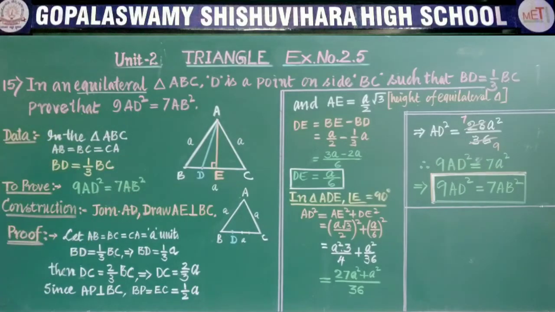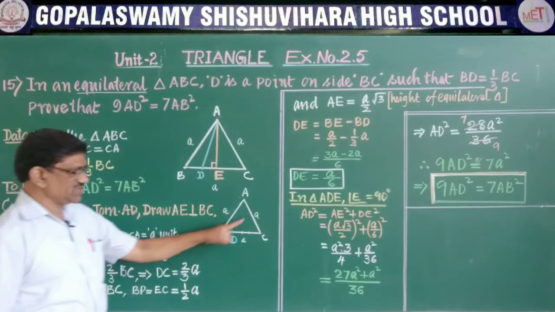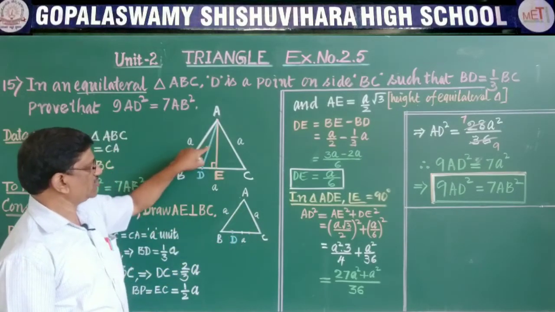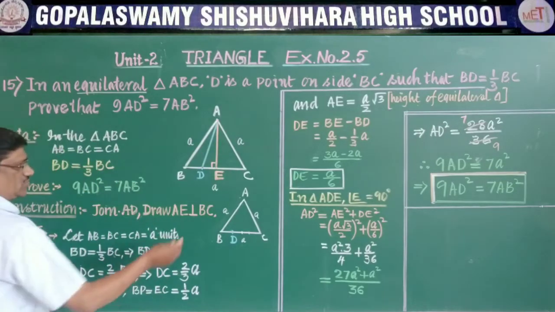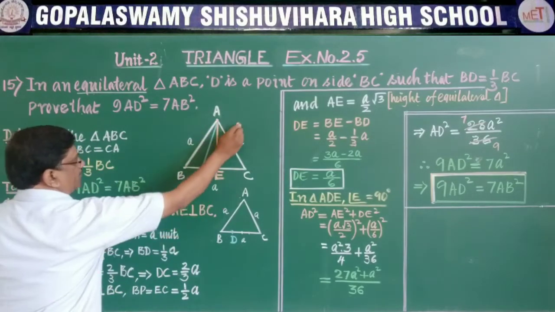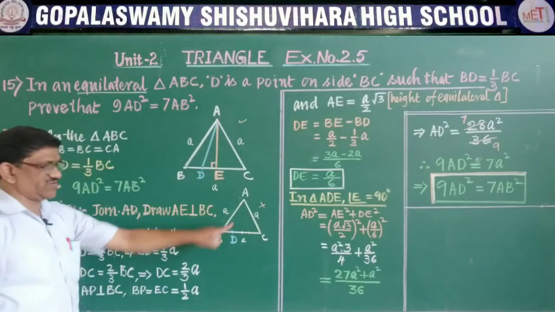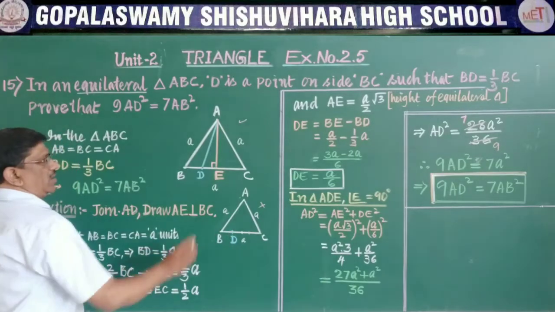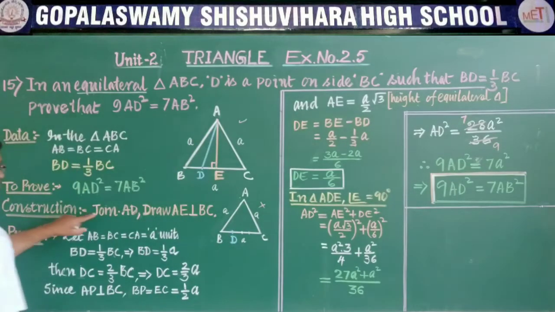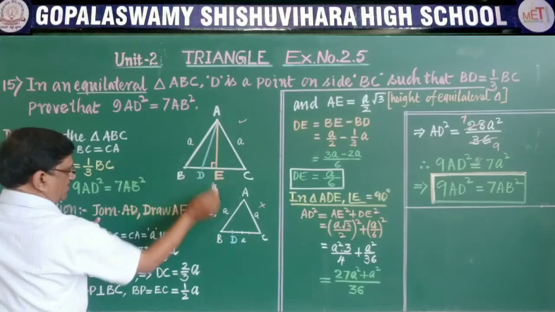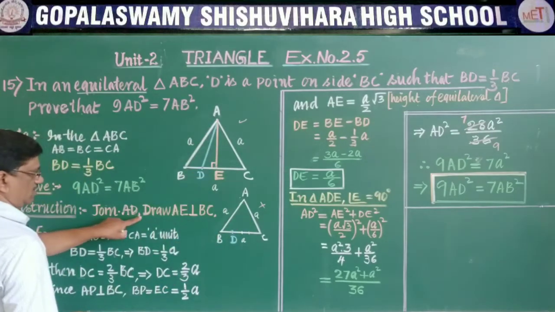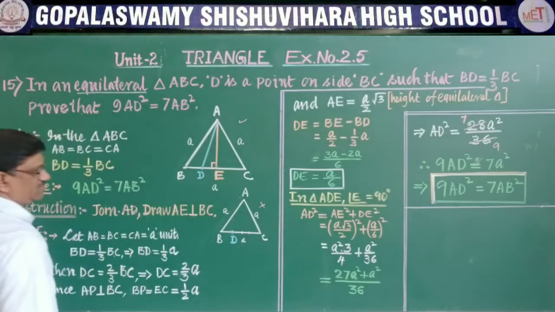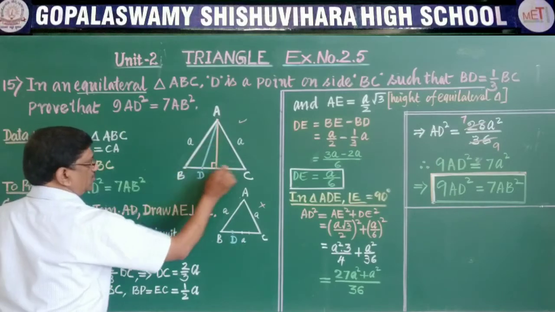We have to prove. So as such, it is not possible to construct by just using this figure, children. So for that reason, I have drawn another figure here. In the examination, you write this one, not this one. Just to make you understand, I have written this figure. So in the construction, you see, I have joined AD and drawn AE perpendicular to BC.